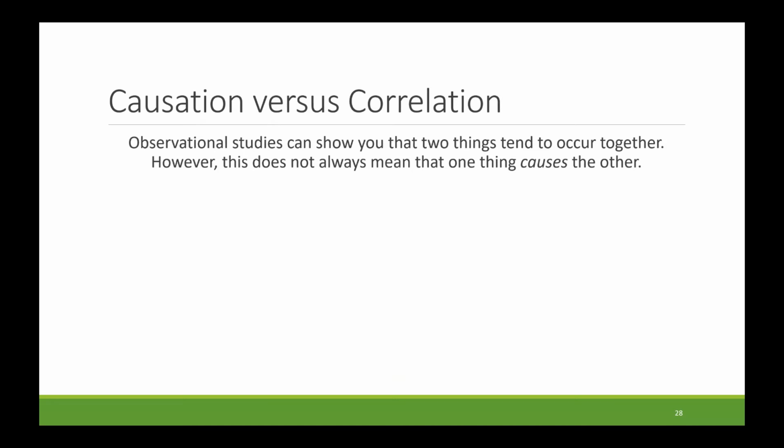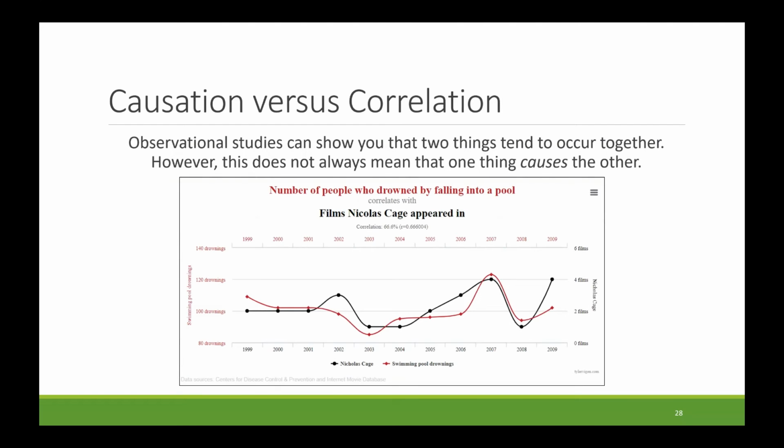And this distinction is nuanced, but it's important. Correlation and causation are not the same thing. Observational studies can show you that 2 things tend to occur together. However, this does not always mean that one thing causes the other. For example, this graph shows the number of people who drowned by falling into a pool over a 10-year period between 1999 and 2009. So the number of people who drowned by falling into a pool is shown in the red line. The graph also shows the number of films that Nicolas Cage starred in over that same period of time.